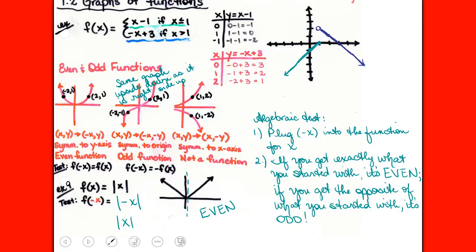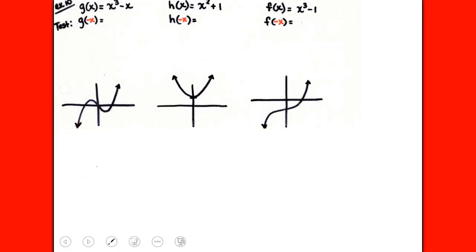All right, for example number 10, let's start with looking at the graphs. Okay, so when we're looking at the graphs, if I'm looking at this guy right here, can I fold this on the y-axis and it fold on top of itself? No, so it can't be even. Can I turn it upside down and it be the same thing upside down as it is right side up? Yes, so what is this? Odd, good.